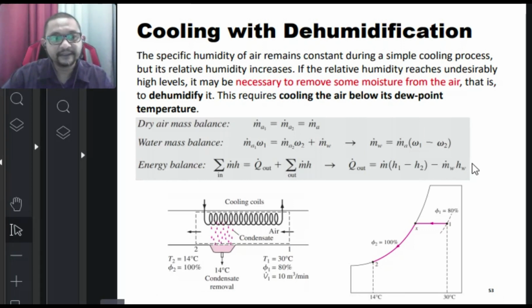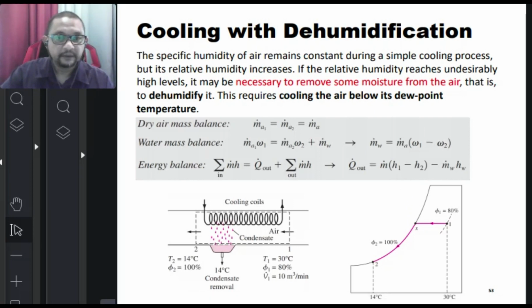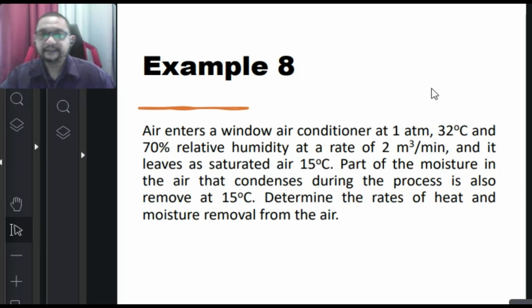Actually, the saturated air at state 2 usually goes directly to the room where it meets with the room air. Okay, that is the explanation of what happened in the psychrometric chart here. Okay, let's look at the example.